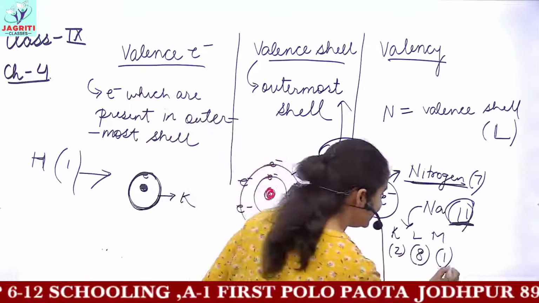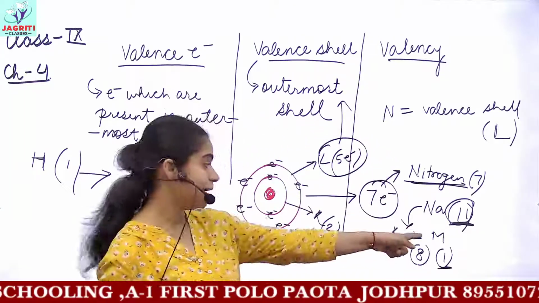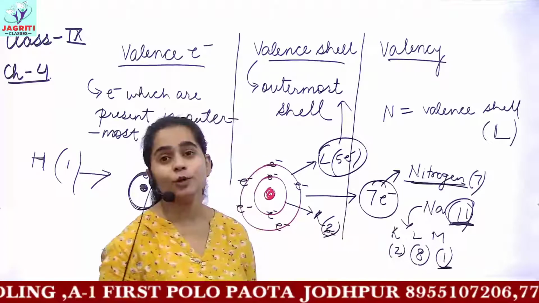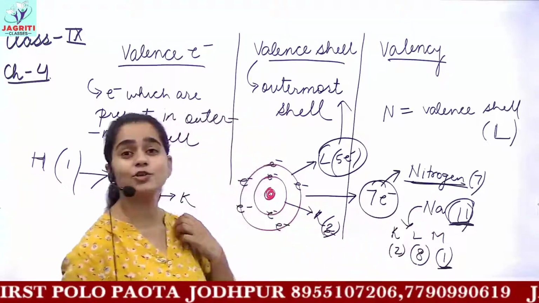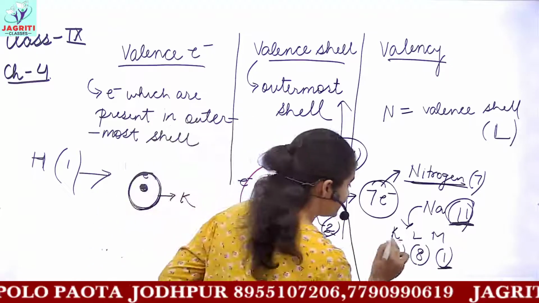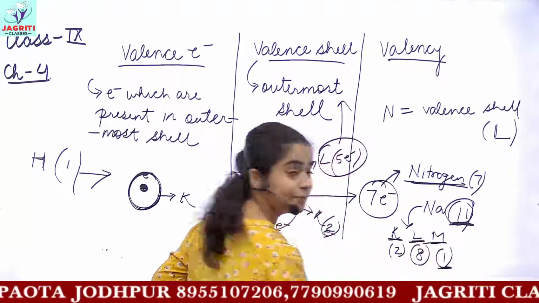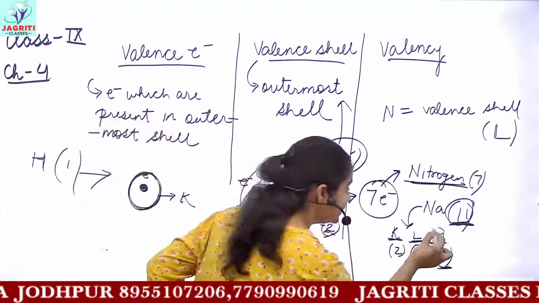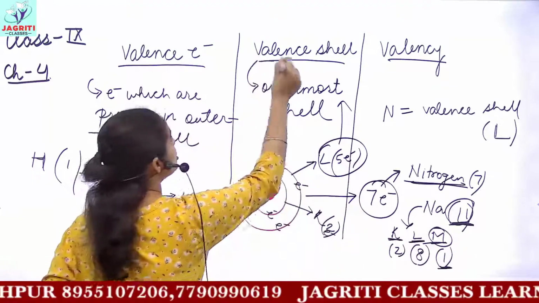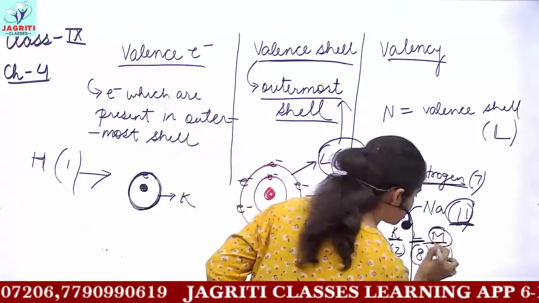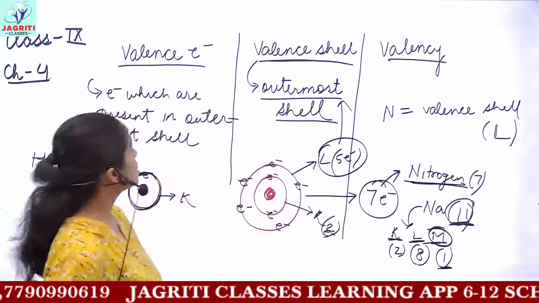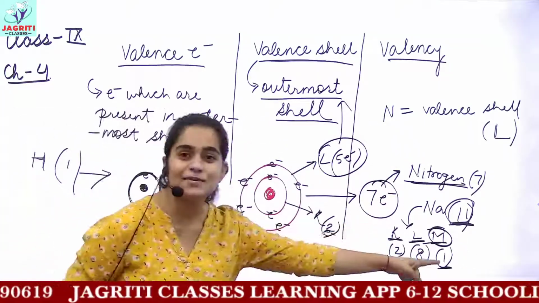Now this 1 electron is present in the M shell. So for sodium, what would be the valence shell? If you are asked, will you say it is K, L or M? Correct, it would be the M shell, because valence shell means the outermost shell. Here the outermost shell is M. So the valence shell for sodium would be the M shell.